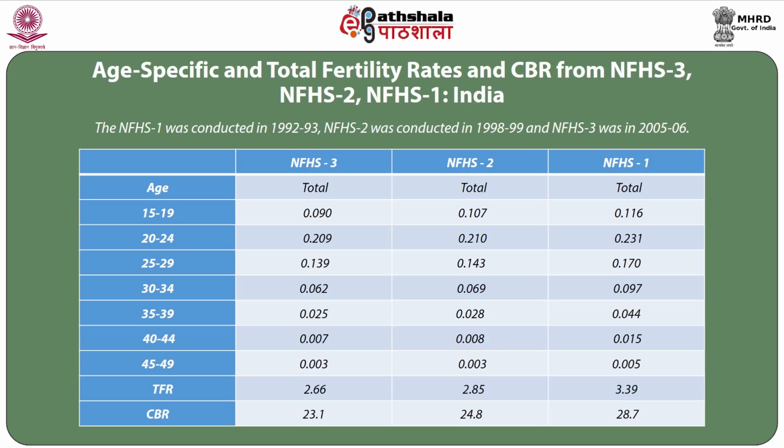When we look at the total fertility rate, it was very high in NFHS 1, that is the 1992-93 survey, which showed that TFR was 3.39. In the case of NFHS 2, in 1998-99, the TFR has come down to 2.85, and in the latest third round, NFHS 3, which was conducted in 2005-2006, the TFR has further come down to 2.66. The crude birth rate, the CBR, which was as high as 28.7 in NFHS 1, has come down to 24.8 in NFHS 2 and further to 23.1 in NFHS 3.